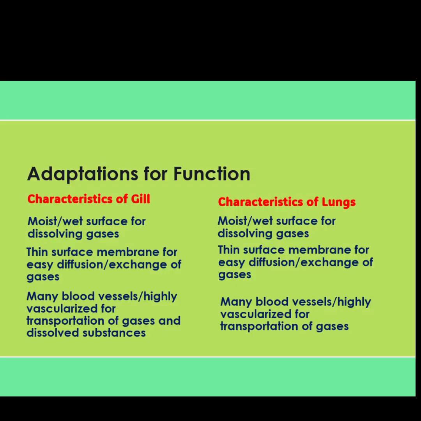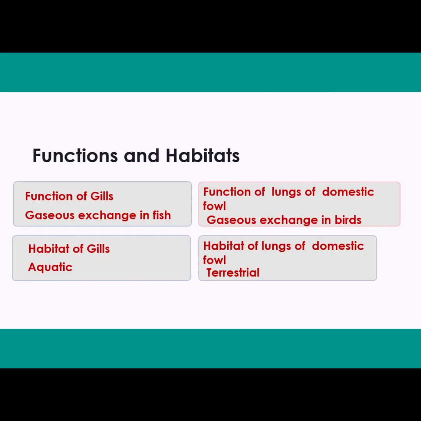The next is adaptation for function. The characteristics of gills and that of the lungs are the same because they fulfill the characteristics of a respiratory surface, which are a moist or wet surface for dissolving gases, a thin surface membrane for easy diffusion or exchange of gases, and they are richly supplied with blood capillaries. The next is function and habitat. The function of gills is gaseous exchange in fish, and the function of lungs in domestic fowl is also gaseous exchange. Both of them carry out the function of gaseous exchange.